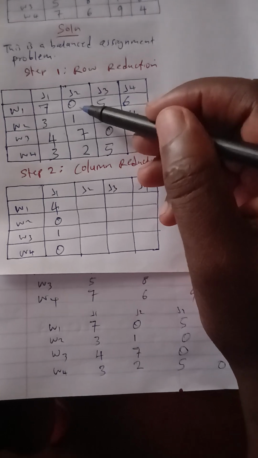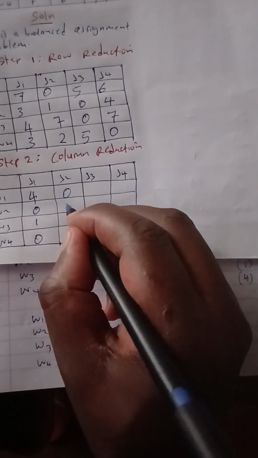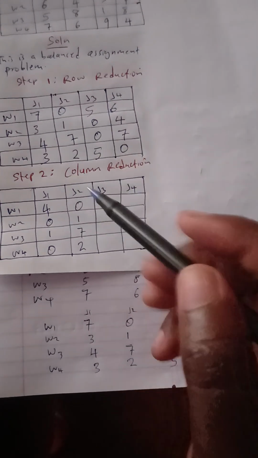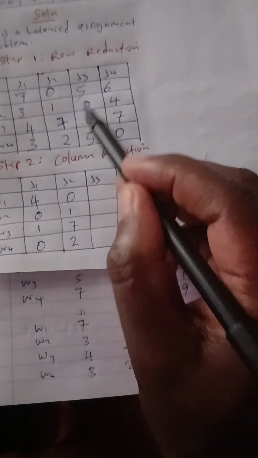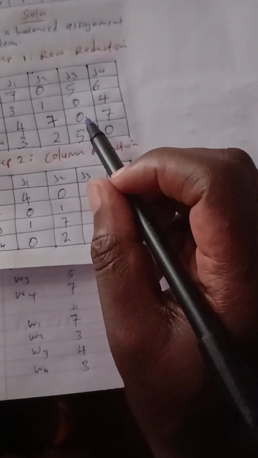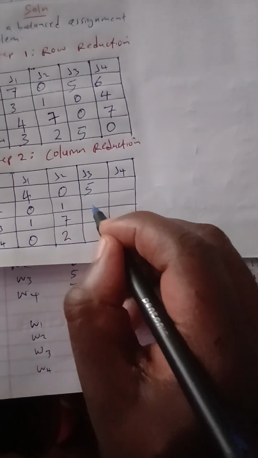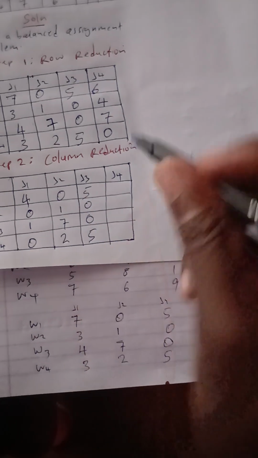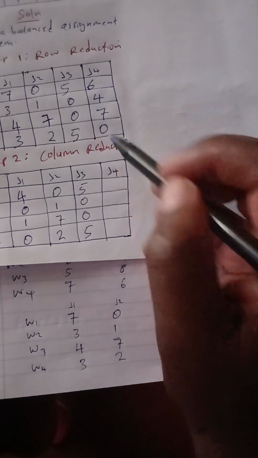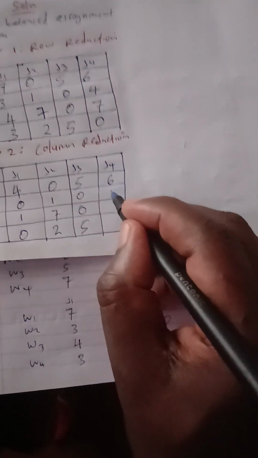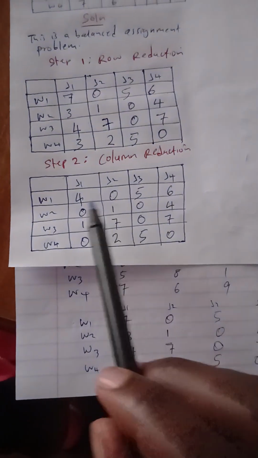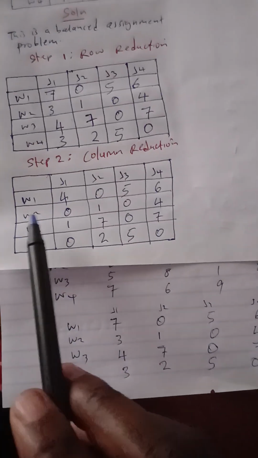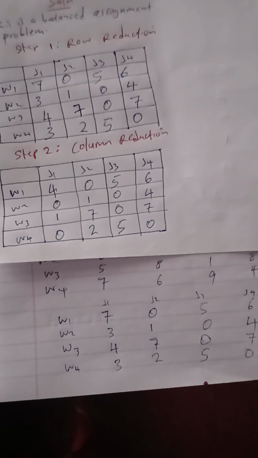We do the same in column 2. The smallest here is 0, so we subtract 0. We maintain 7, 2, because anything minus 0 remains that thing. Column 3, the smallest here is 0, so we maintain 5, 0, 0, 5. Column 4, the smallest is 0, so we maintain again 6, 4, 7, 0. Now we are going to be guided by these zeros in allocating these workers to specific jobs.